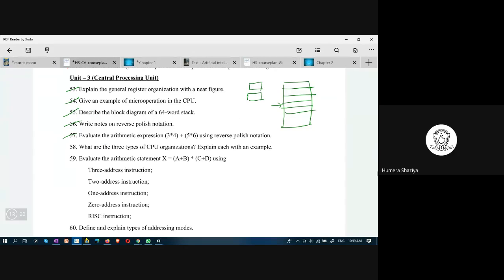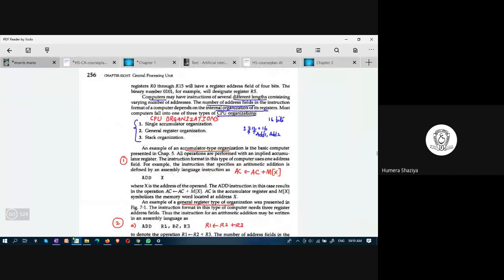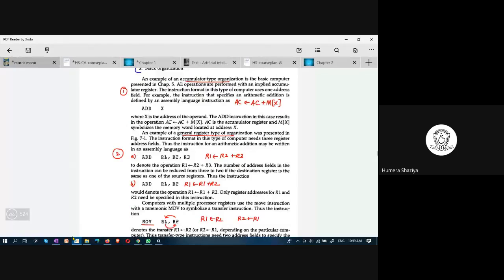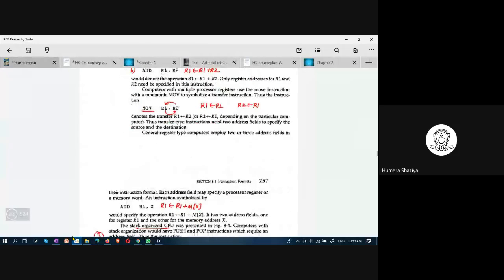What are the 3 types of CPU organizations? Explain each with an example. What are you going to write for this? Anyone can tell? Single accumulator organization, general register organization, stack organization. These are the 3 types of CPU organization, and examples are given here: this ADD X, this ADD R1, R2, R3, ADD R1, R2. These are the examples of those CPU organizations.